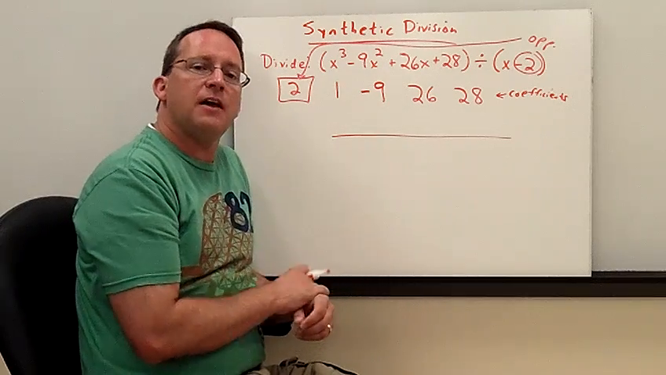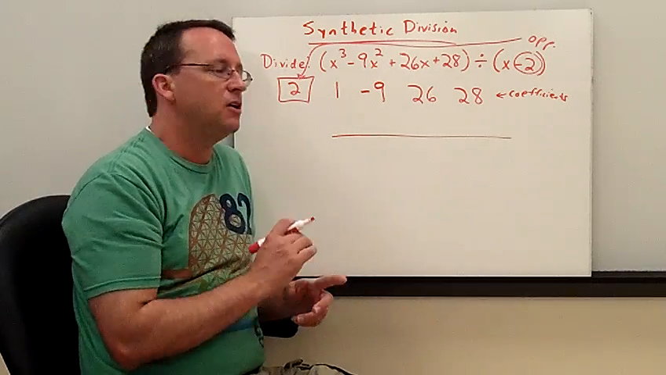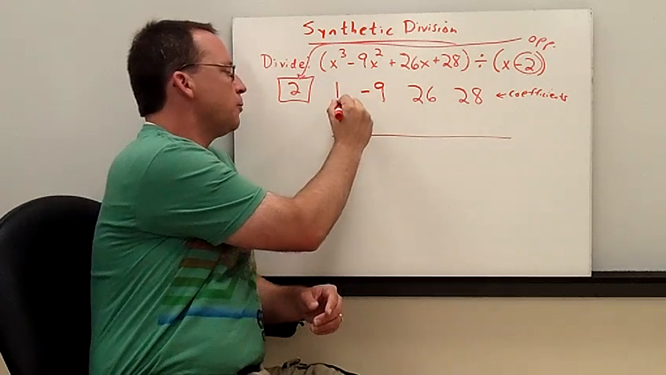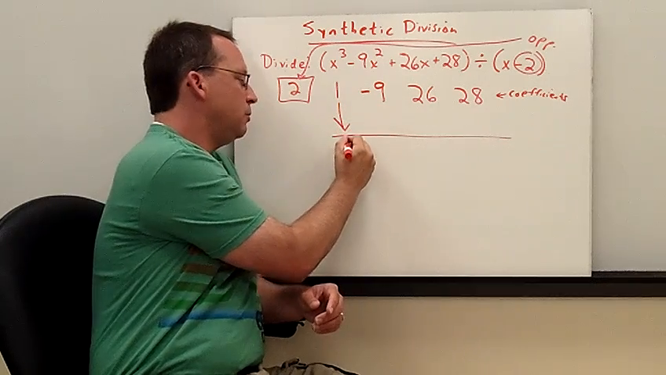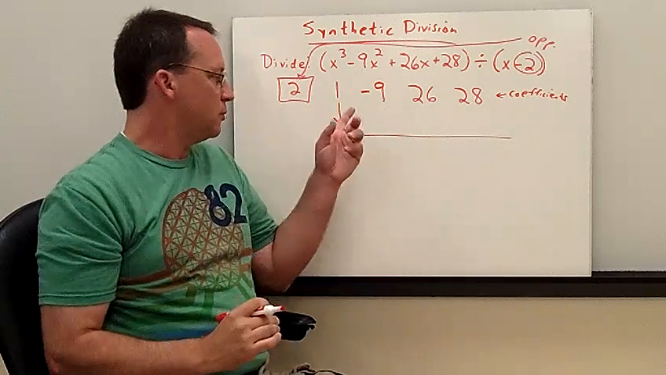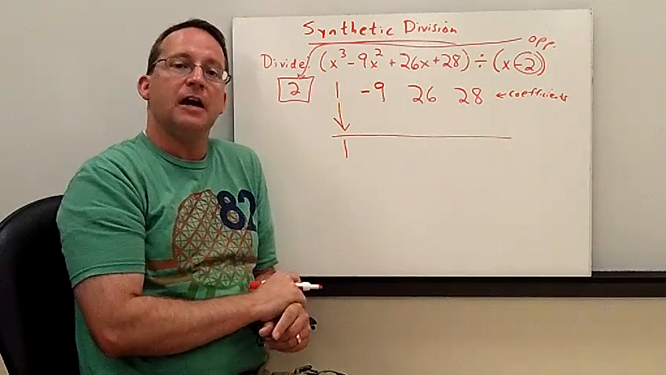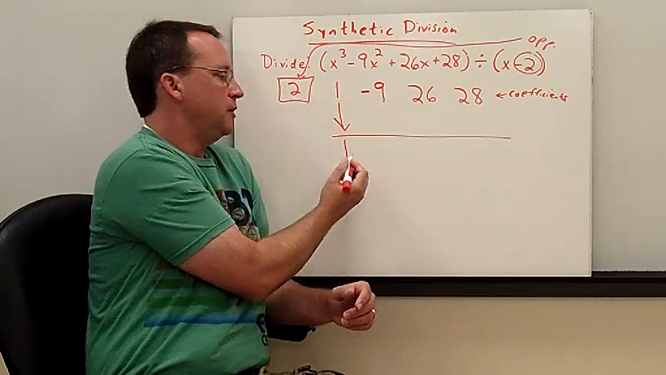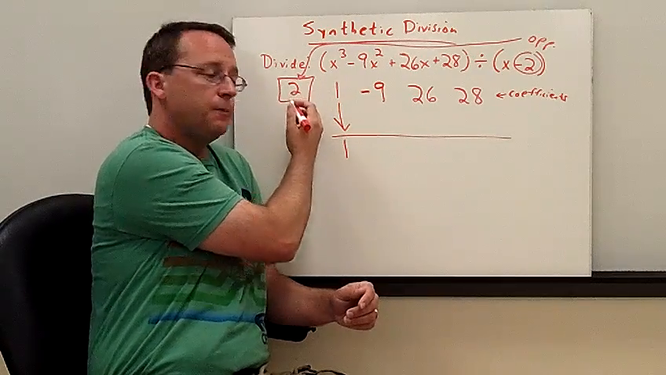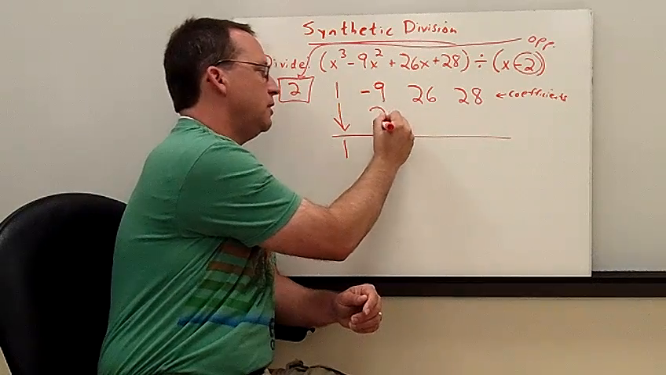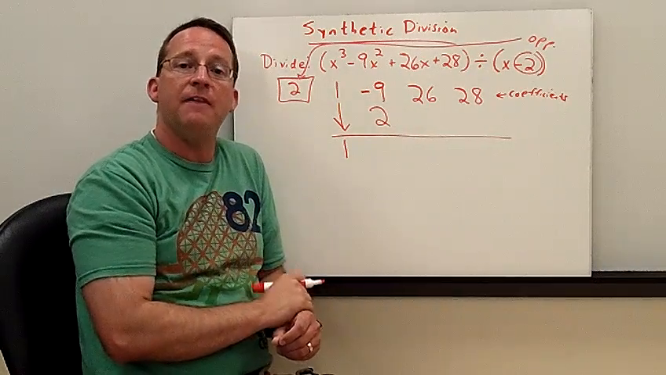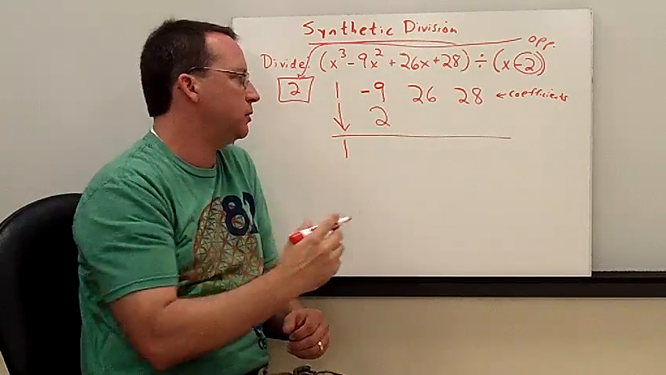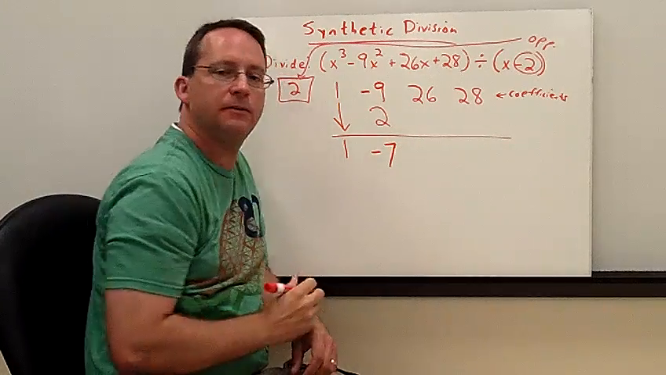All right, now that we've got it set up, here's how you do synthetic division. We start with the first coefficient, which is a 1 in this case. We just bring that coefficient down below the line that you drew. So we just have a 1 that goes there now. Now you take that 1, you multiply it by the number that's in the box. Do 1 times 2 here is 2. Put that 2 here in your grid. And then you're going to add those two numbers in the column. You do negative 9 plus 2 to get negative 7.